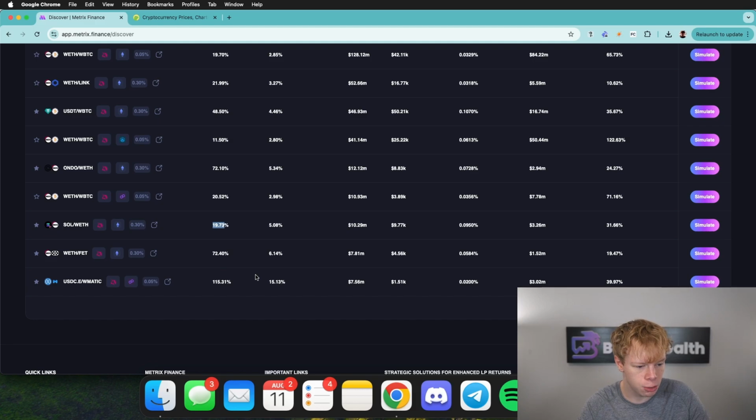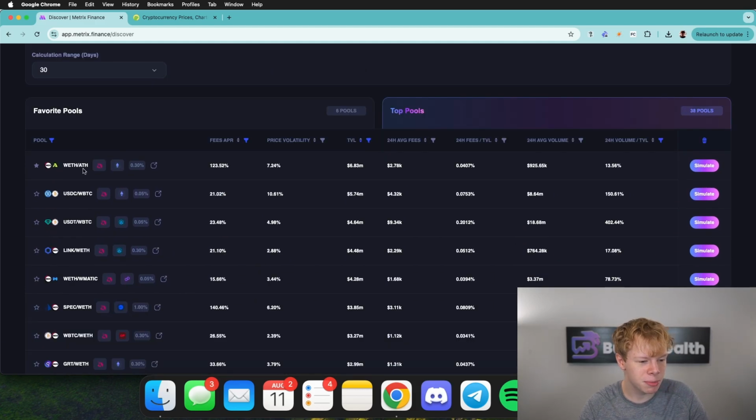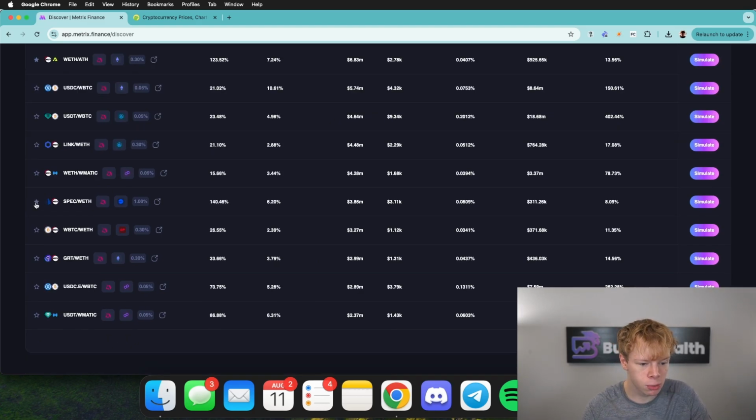And then we're going to do Matic to USDC.E. Let's just favorite that as well. That's doing 115%. I see Ethereum to ATH token doing about 125% right there. I see Spec to Ethereum. This is one that I'm personally in right now. It's doing about 140% APR.